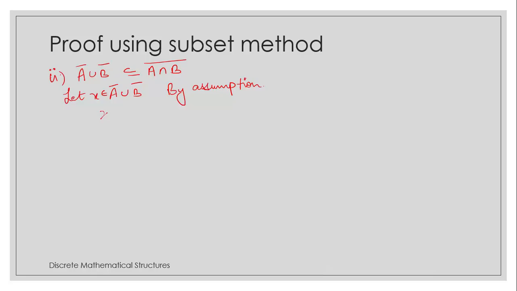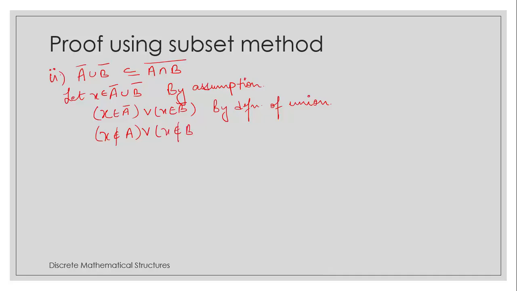This means that x belongs to A bar or x belongs to B bar. This is by definition of union. Then this can be further written as x does not belong to A or x does not belong to B, by definition of complement.